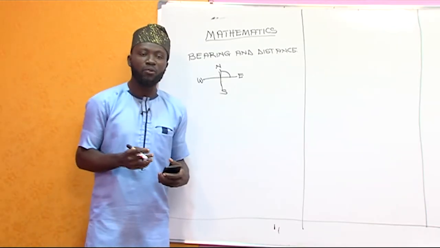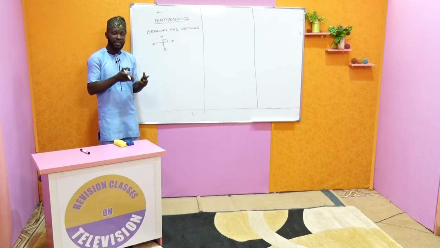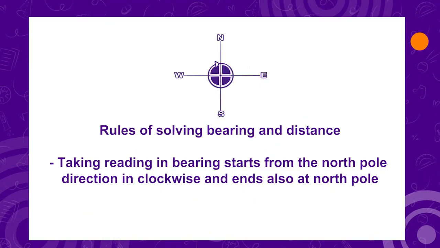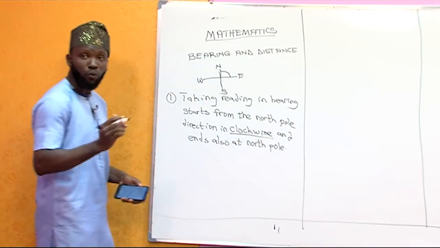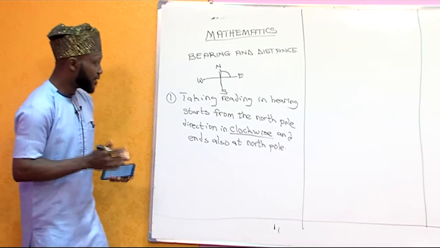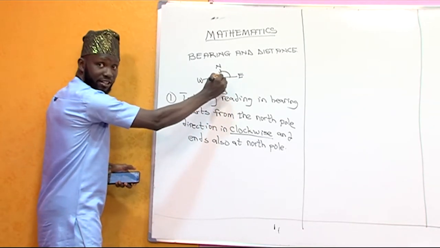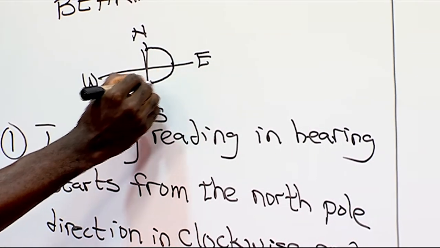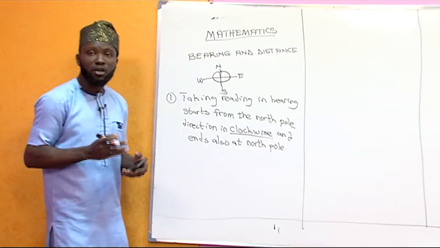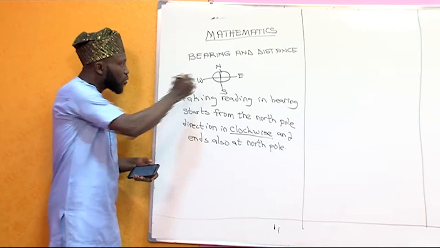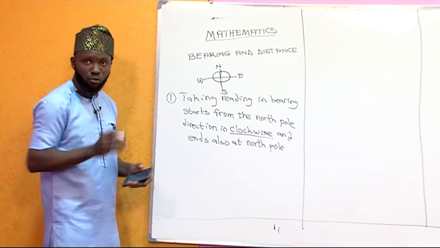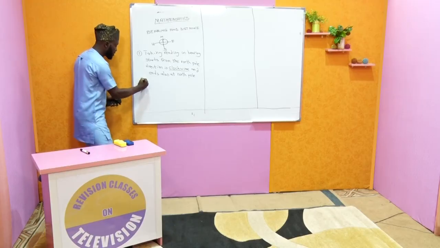Now we have some rules that we need to use in solving bearing. Number one, take note of this clockwise. When you are taking a reading in bearing, it always starts from the north pole and goes in a clockwise direction. When it starts from the north pole, it moves and ends at the north pole. Which means, when you want to take the bearing of anything, it can never go anti-clockwise. It always goes from clockwise.